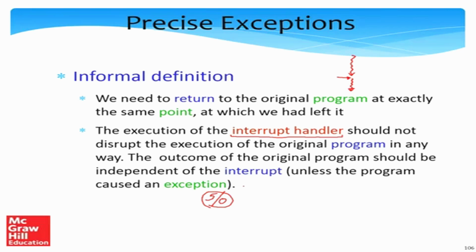Otherwise, what will happen is, let's assume that I am playing a chess game, and in the middle I click some buttons, or let's say open another program and do something. Then the moves of my chess game will change, but that does not happen. The reason that does not happen is because we have some notion of a precise exception. Note that a precise exception and a precise interrupt are the same. The words exception and interrupt are used interchangeably.